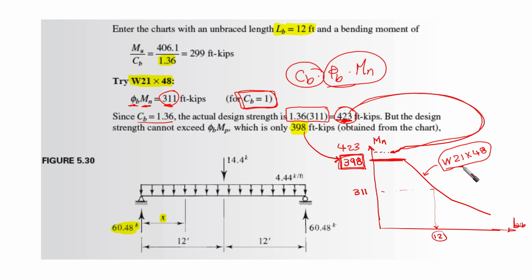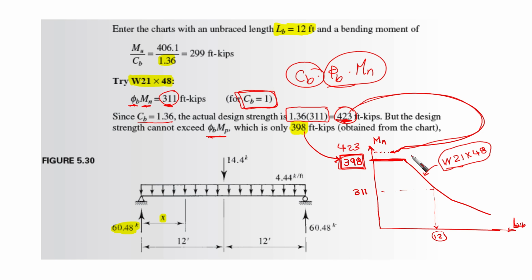For example, if it's compact, then this horizontal line is going to be the plastic moment. We cannot exceed the plastic moment, so the design strength cannot exceed phi b times Mp, because it is the plastic moment, which is only 398. This is the limit here, obtained from the chart.